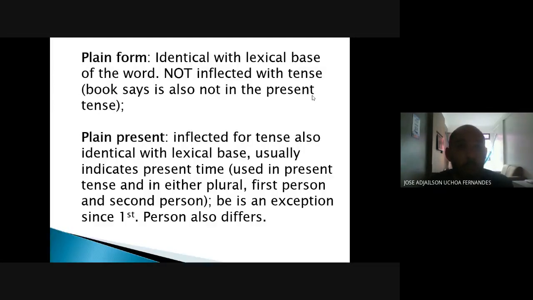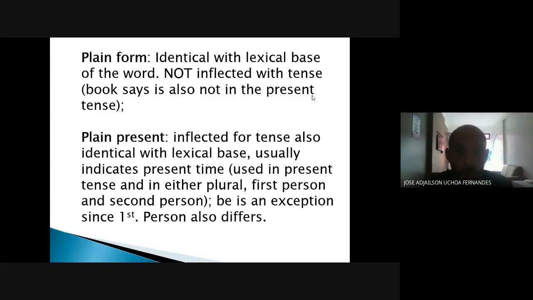Okay, so the plain form is identical with the lexical base of the word. The plain form of to go is go. The plain form of to stay is stay. The plain form of to walk is walk. The plain form of to study is study. It's not inflected with tense.